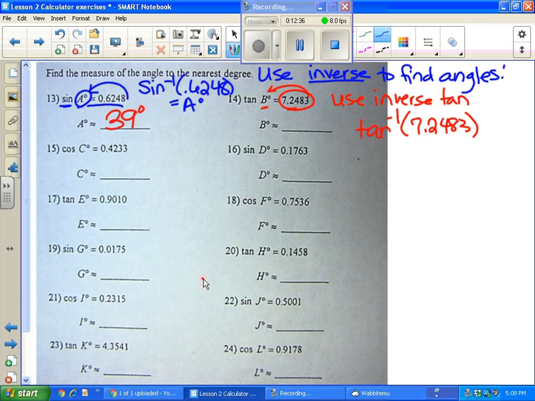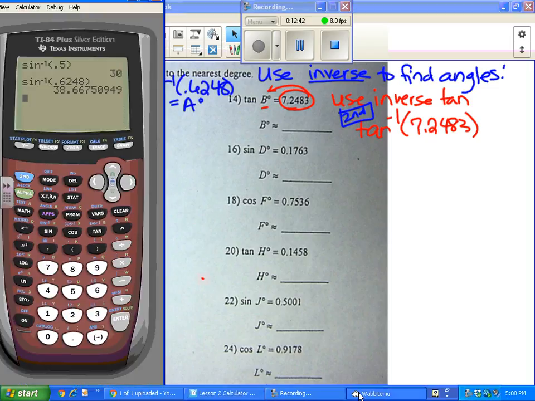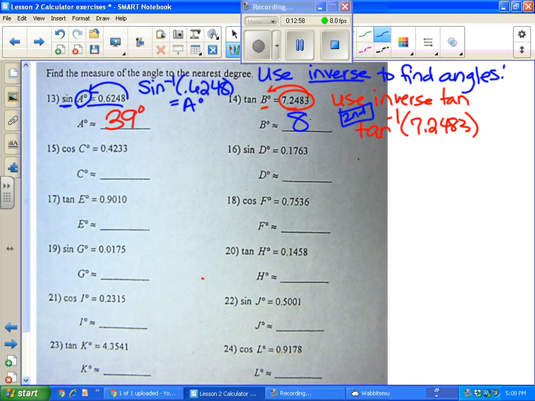So make sure that you do the second key before you press the tangent key. Make sure you go second. So I'm going to go second, inverse tangent of the answer, 7.2483, close my parentheses. 82.1, is that 81 or 82 or 83? I believe that's 82 degrees. All right, these are pretty straightforward.